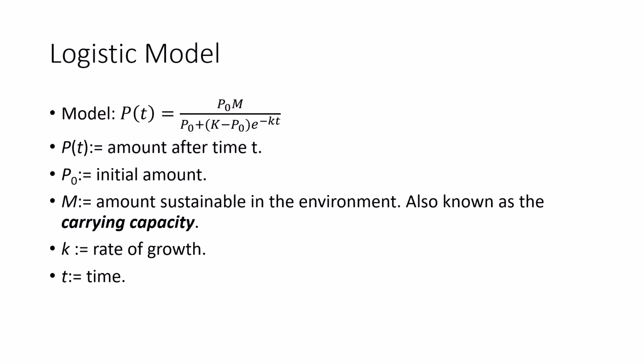So P of t represents the amount after time t, P naught represents the initial amount, the amount at time 0, m represents the amount sustainable in the environment. This is also known as the carrying capacity. Little k represents the rate of growth, and t represents time. Now notice in this model, the exponential always has a negative in front of that k.